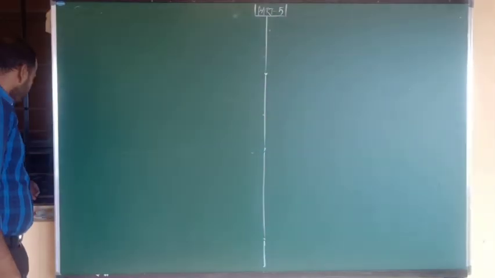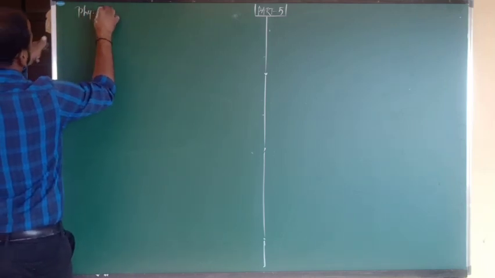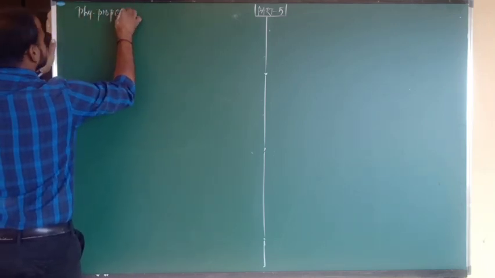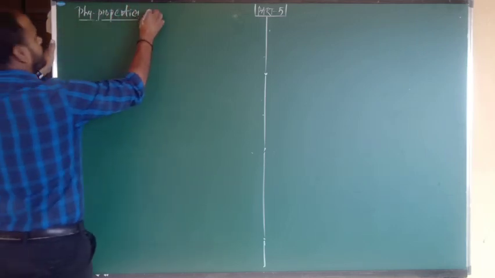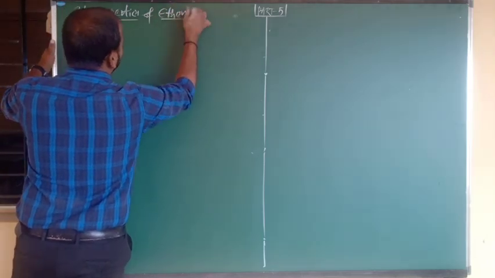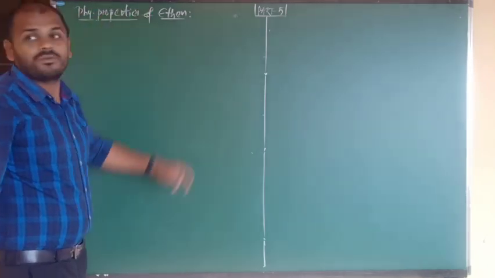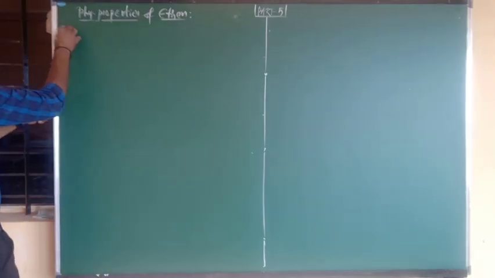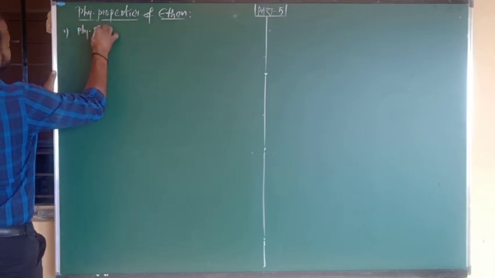Remaining methods of preparation, physical properties of ethers. Physical properties of ethers, like melting point, boiling point, solubility, density, and odor. All these physical properties we are going to discuss now. So, number one physical property I want to discuss is the physical state.